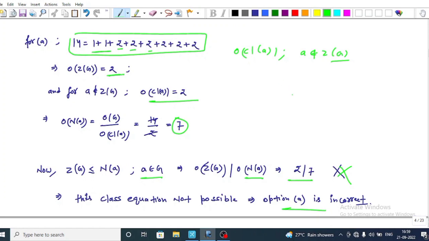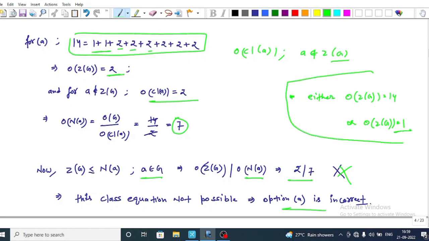And for a 14 order group, the result is either order of center of G equals 14 or order of center of G equals 1. Also using this result, this option is incorrect.